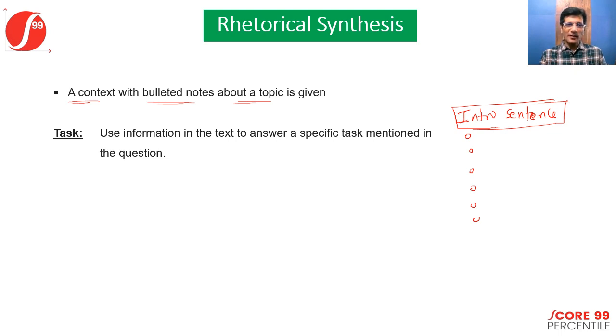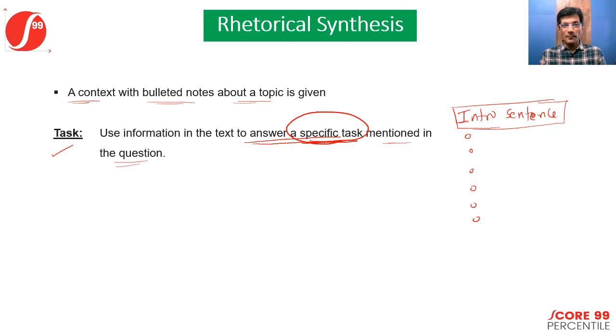And then there is a specific task that you need to accomplish. So what do you need to do? You need to use information in the text to answer a specific task mentioned in the question. Now, here's a point to note. What I've written on the screen here is you need to answer a specific task mentioned in the question. Now, will you be able to shortlist and give us a list of the tasks that these questions will test you on? That's probably one of the questions that you must be having on your mind.